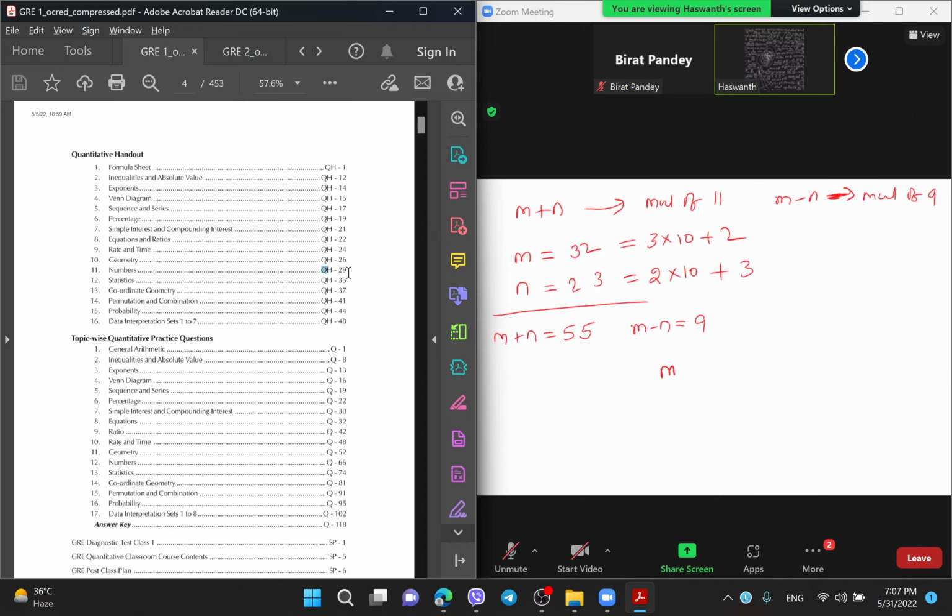Like that. For example, let's say m is AB, where A denotes the tens place digit and B denotes the units place digit. n is formed by interchanging the digits of m. It will become BA.